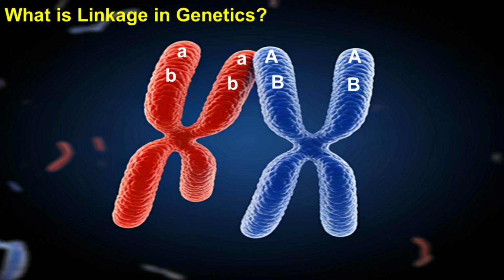What is linkage in genetics? In genetics, linkage refers to the tendency of genes located close to each other on the same chromosome to be inherited together during meiosis, rather than assorting independently. This is because genes physically near one another are less likely to be separated by recombination, which occurs during the formation of gametes. Let's see how it looks.